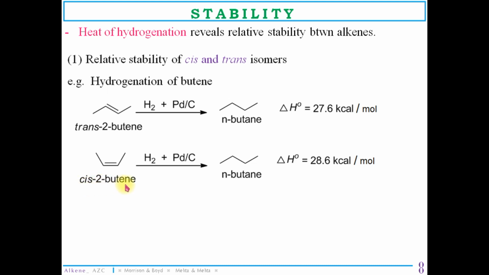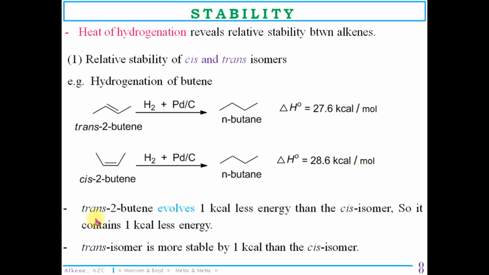Cis 2-butene upon hydrogenation gives n-butane with a heat of hydrogenation of 28.6 kilocalorie per mole. We can say that trans 2-butene evolves 1 kilocalorie less energy than the cis isomer. So it contains 1 kilocalorie less energy, and the trans isomer is more stable by 1 kilocalorie than the cis isomer.